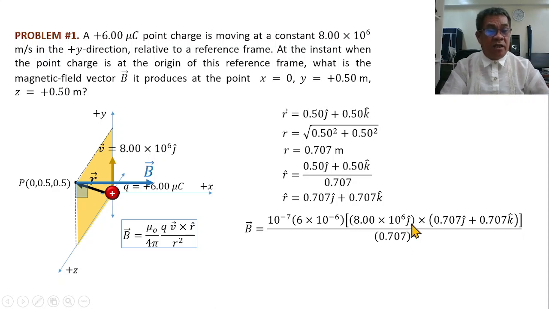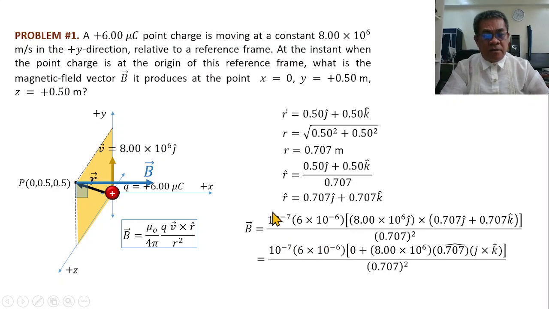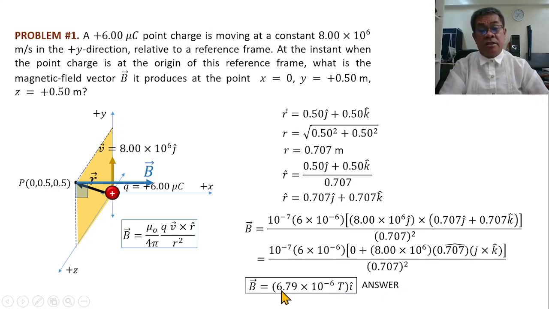So therefore, we have j cross k. Okay? So, multiply that with this value. This is the result. We have 10 raised to negative 7 as is, 6 times 10 raised to negative 6, then the quantity inside this bracket is 0 because this is j hat and j hat. Then plus this one, which is 8 times 10 raised to 6 times 0.707. Then we have the unit vector j cross k. Now, remember, j cross k is i hat, which means that simplifying this, we divide by 0.707 squared, and the result is 6.79 times 10 raised to negative 6 Tesla, and this is i hat, because this is j cross k.